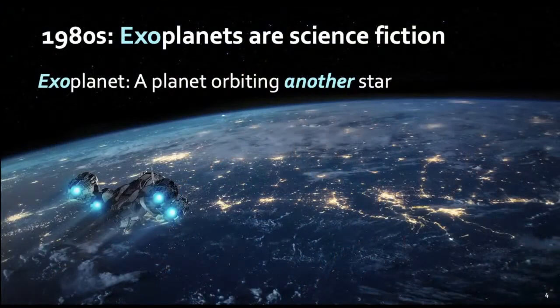Then not much happens for a while. Slide 4, fast forward to the 1980s. And at this point, science fiction has dreamed up fantastic worlds around other stars, but we don't know of any real exoplanets. Exoplanet being a planet around another star, entirely the realm of science fiction. Depending on how old you are, maybe this is before you were born, maybe it was after. In my case, when I was born, there were no exoplanets known. All of the planets we knew about were within our own solar system.